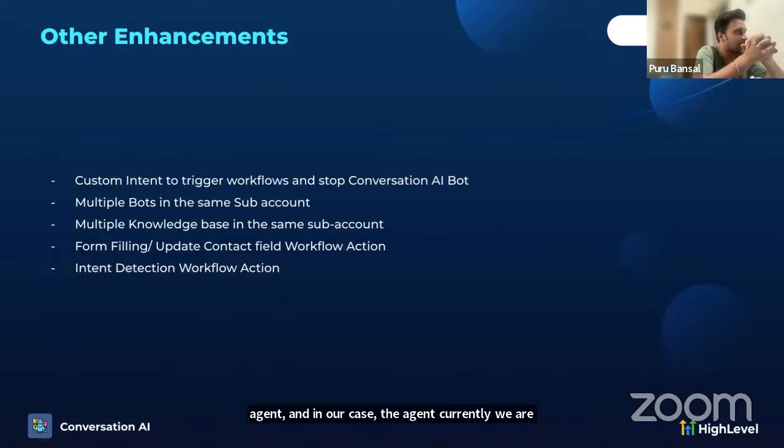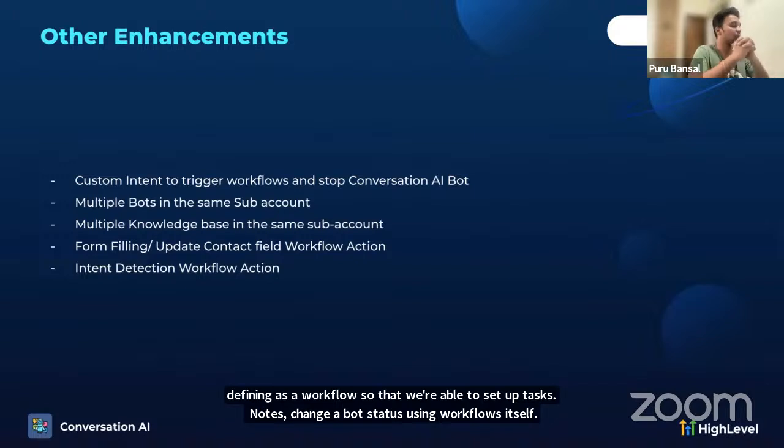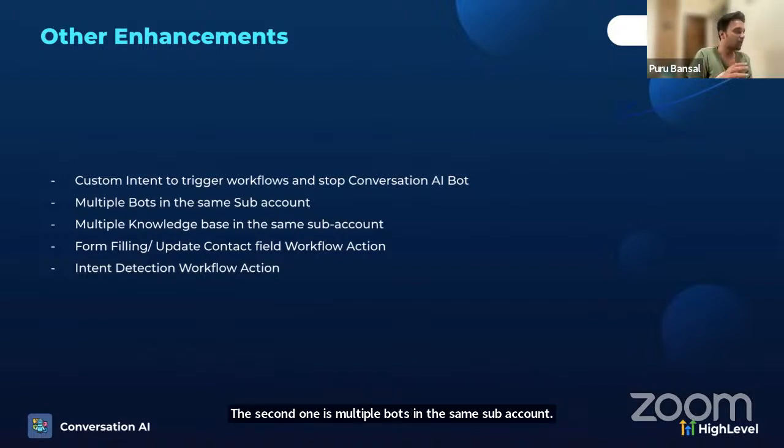The second one is multiple bots in the same sub account. So currently you are only able to set up one bot, and that one bot only has one intent, either support or appointment booking. Very soon you'll be able to set up multiple bots, and each of those bots could have different intents, and you can essentially hand over conversations from one bot to another. So you can have one for lead generation, one for appointment booking, and one for post appointment or post sales service, and have the conversation moved between all 3 of those bots.